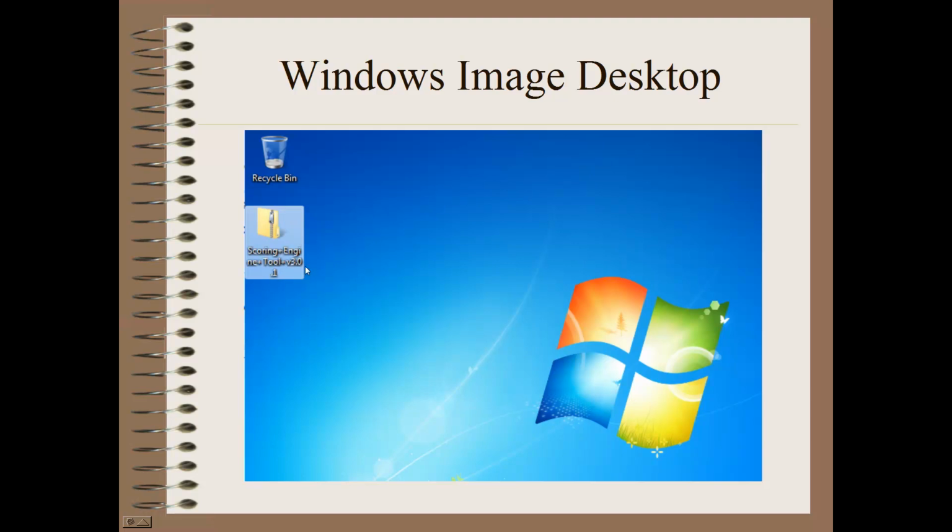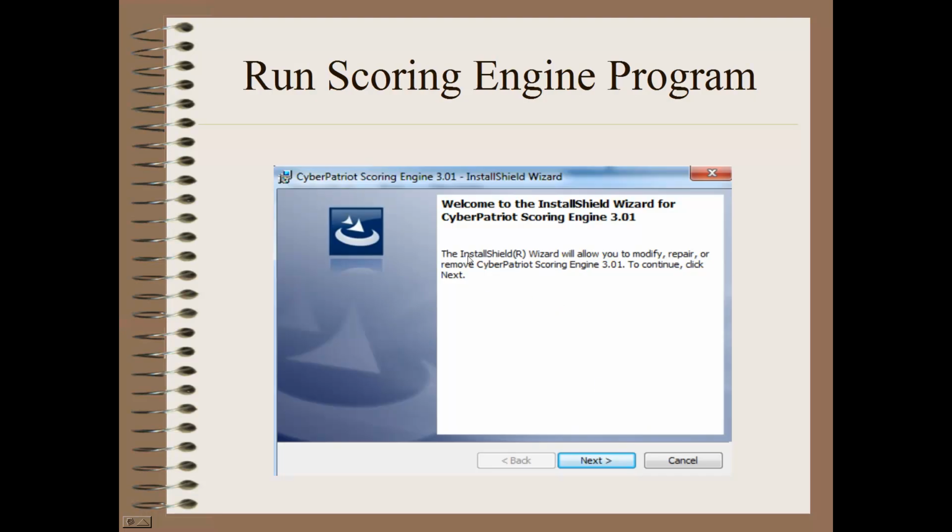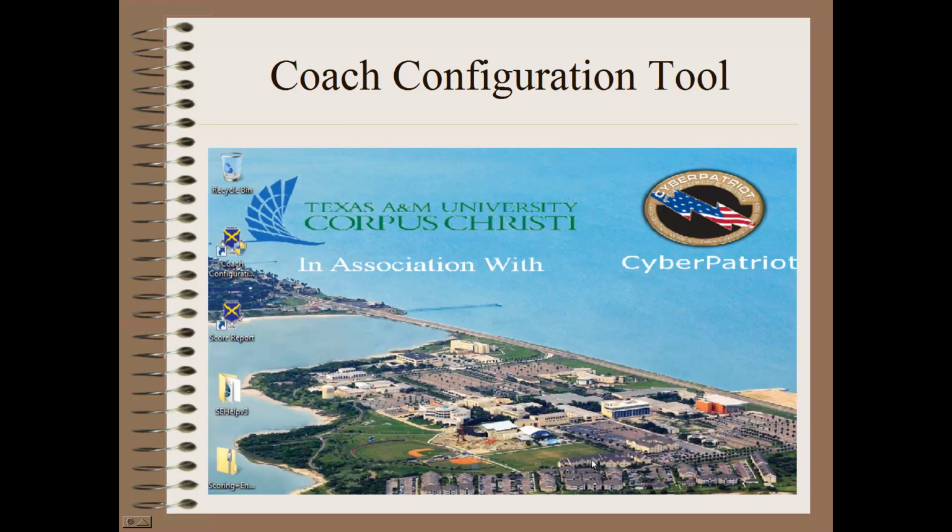Go ahead and unzip this. Once you unzip it, you'll find that we've got CyberPatriot Scoring Engine inside it. I want to go ahead and click on that to get that started. As it gets started, just go ahead and click on the next until you get it installed onto the computer. Once it's installed, you'll see this new desktop appear, and you'll also see some new programs or some new files, coach configuration and scoring report. Go ahead and click on the coach configuration tool.